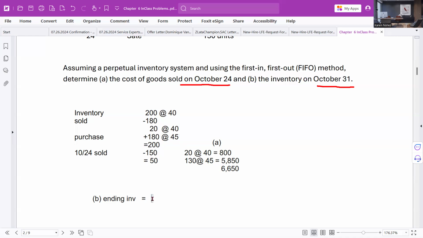So what do we have? We have 50 at 45, 2,250. That's the ending inventory. So this is the cost of goods sold, using FIFO, first in, first out. That's the cost of goods sold. And this is the ending inventory on October 31st.